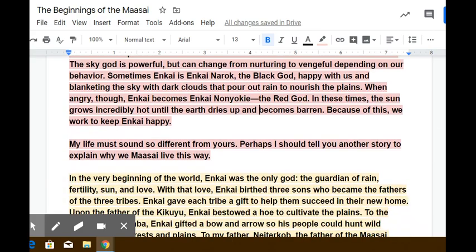Okay, so that's those beliefs. Continuing, my life must sound so different from yours. Perhaps I should tell you another story to explain why we Maasai live this way.